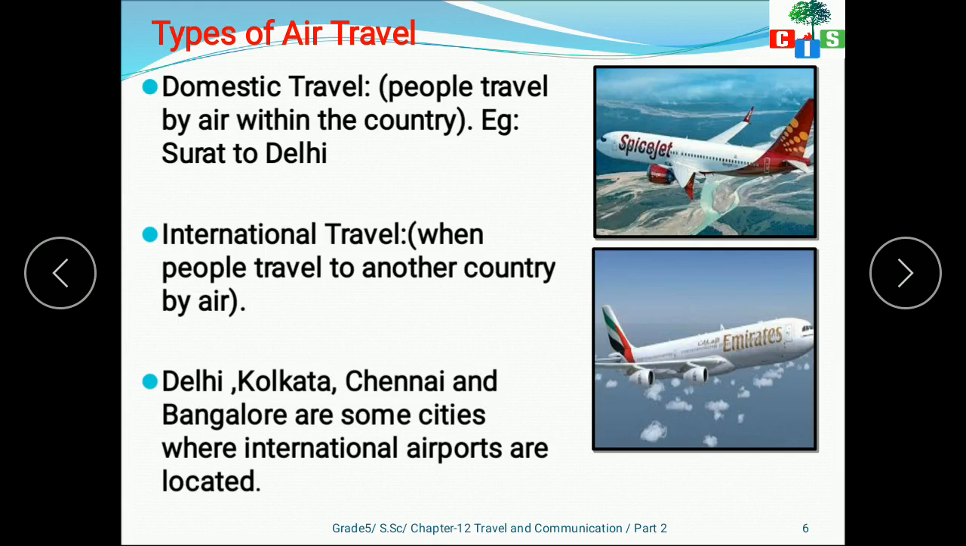International travel, as the name suggests, means out of the country. So when people travel from one country to another by air, it is international travel. There are certain important cities like Delhi, Kolkata, Chennai and Bangalore where international airports are located. So if you want to go out of the country from Surat, first you have to go to Mumbai or Delhi, and then you can take an international flight. As you can see in the picture, the first picture indicates the domestic flight and the second picture is the international flight. So this is all about the types of air travel.